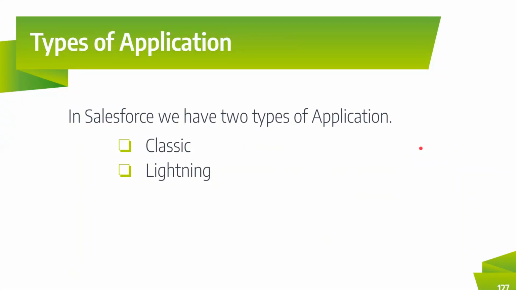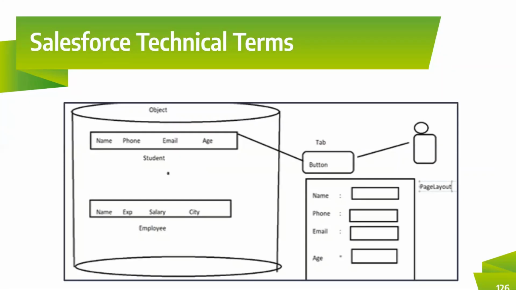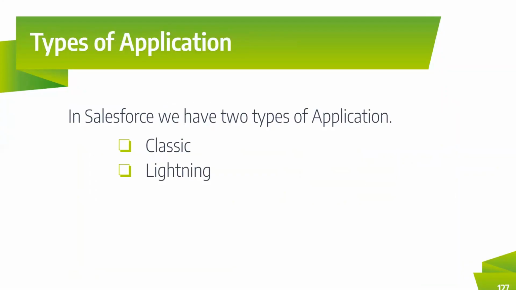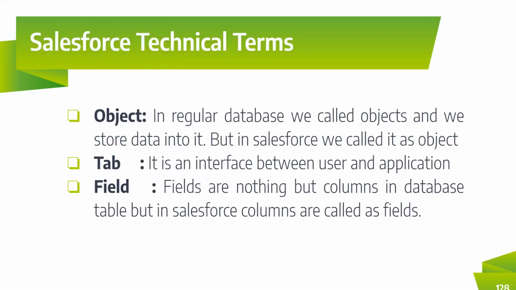Here we have discussed the different types of technical terms: object, tab, fields, and the user interface. Now coming to the type of license. What licenses do we have? We have classic license and then lightning. We will discuss lightning license elaborately here. We don't discuss classic here because Salesforce gives support only for lightning, as the look and feel and other options are richer in lightning. So we are going to discuss lightning here.